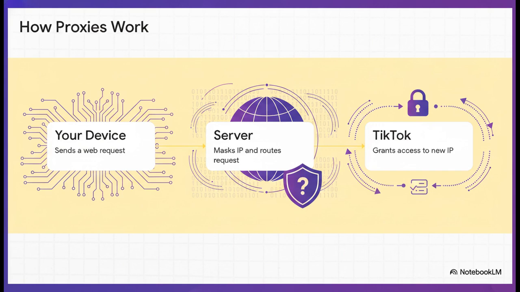Here's the exact digital pathway. Normally, your phone or computer connects directly to TikTok, right? But with a proxy, your device sends a web request to an intermediary server first. Now, the server could literally be located anywhere in the world. It takes your request, slaps a brand new IP address on it, and then sends it to TikTok. TikTok grants access, sends the data back to the server, which then securely forwards it right back to your device. You remain completely hidden behind the gateway.